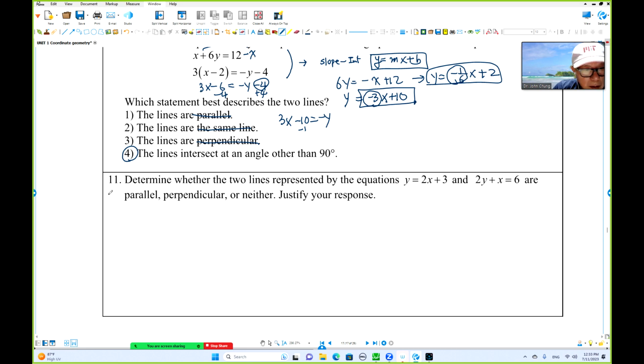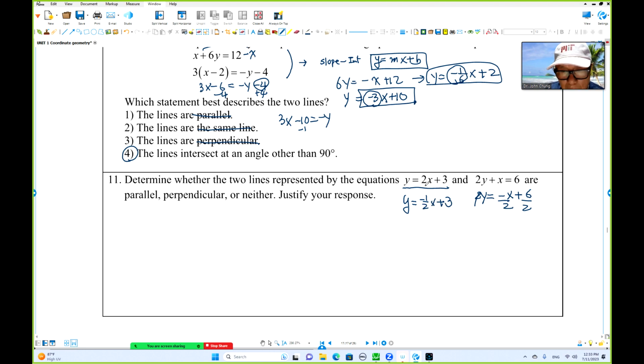Okay, the last practice, number 11. This is already slope-intercept form, that's fine. The slope is 2, the y-intercept is 3. The other one is 2y equals negative x plus 6. When you divide by 2, what do you get? y equals negative 1/2 x plus 3.